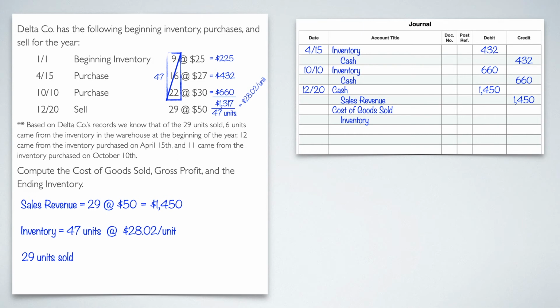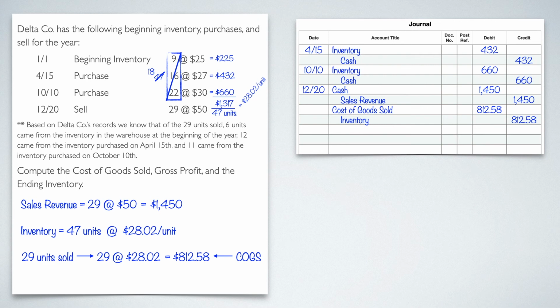Okay. So now that I know that number, now I can figure out how much I'm going to have to expense, because if I sold 29, then I'm going to take 29 out of that 47 at 28.02, and that's going to give me $812.58. That's my COGS. Also, I'm going to put a little slash through the 47 at the top, like we've been doing every video, because I don't have 47 anymore. I have 18 now. So that took 29 away. So I'm going to put the 812.58 into my journal entry. And I'm going to finish this up.